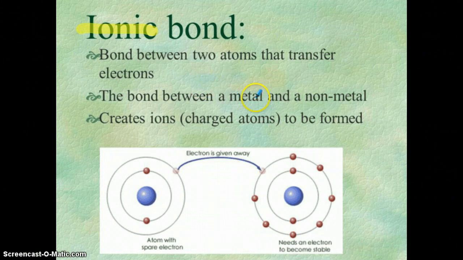And it creates what we call ions. We know ions, that word simply means charged atoms. It has a charge, a positive or a negative, and it causes ions to be formed.